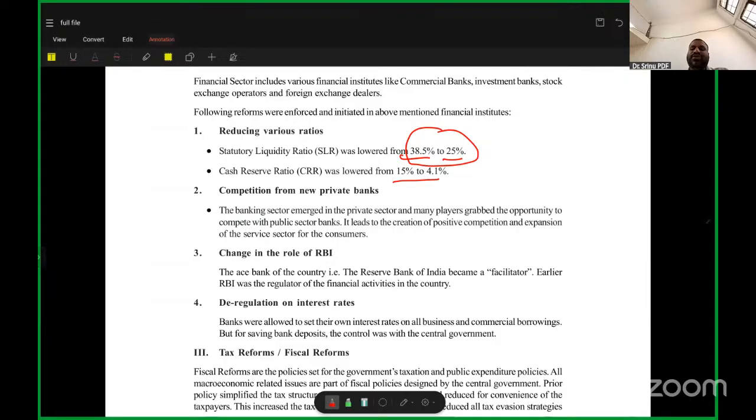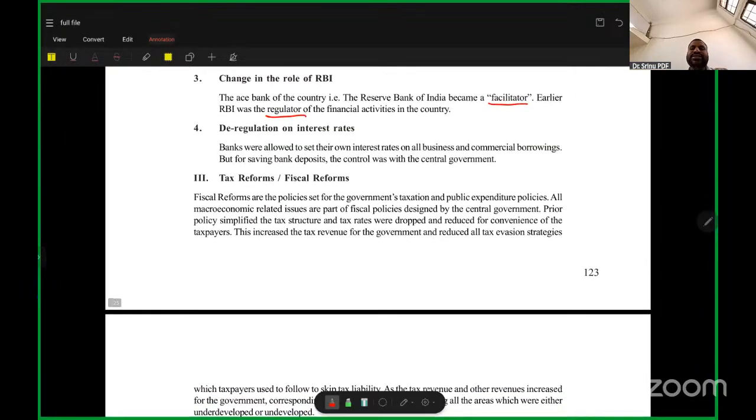Competition from new private banks, they encourage. Previously there were only public sector banks. Now they started encouraging private sector banks also, changing the role of RBI. The Reserve Bank of India became a facilitator. Earlier RBI was a regulator, now it is only a facilitator. And deregulation of interest rates: banks were allowed to set their own interest rates for commercial borrowings, but saving bank deposit control was with the central government only.